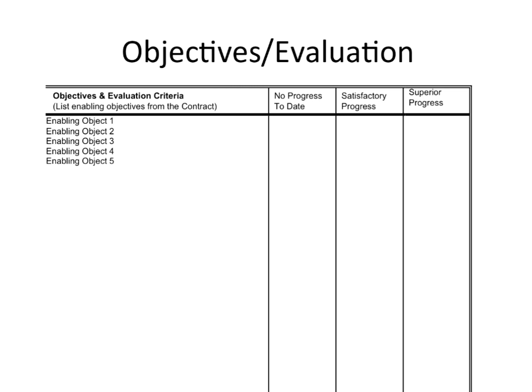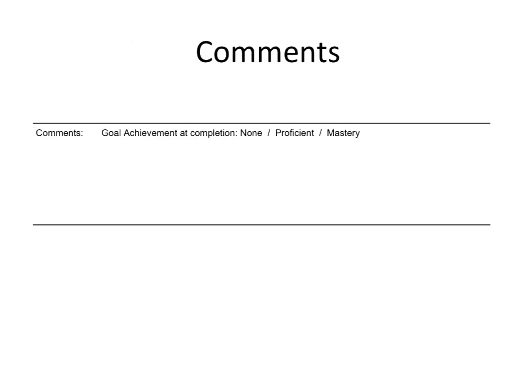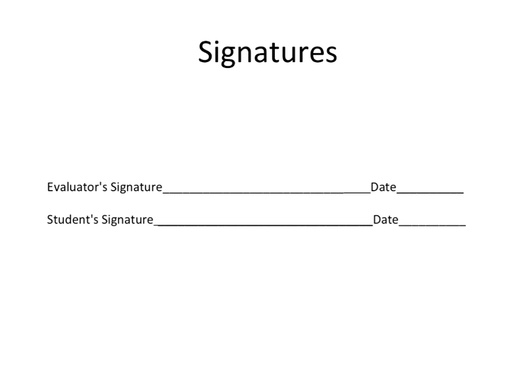You'll notice there's three areas here. The only thing the workplace supervisor has to do is fill in no progress to date, satisfactory progress, or superior progress for each one of those enabling objectives. And like I said, your workplace supervisor will rate your progress in that corresponding column. There is a place for comments where your supervisor can make specific comments about your performance. And then the signature line, the evaluator, which is your workplace supervisor, and date, and your signature and date.